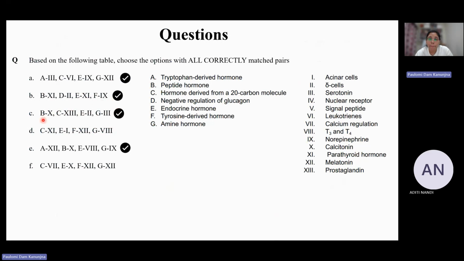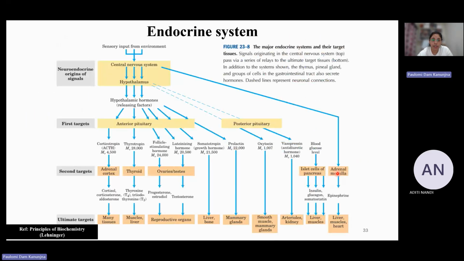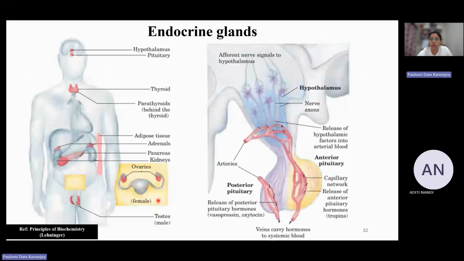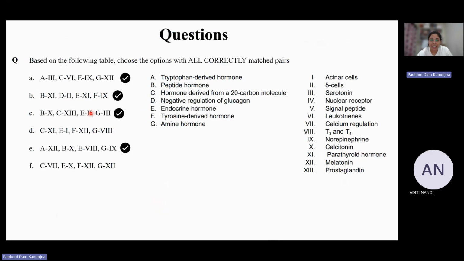Option 3, B, peptide hormone to calcitonin. Correct, absolutely correct. C, which is again hormone derived from 20 carbon molecule, you have the 13 prostaglandin. If you remember arachidonic acid, let me take you back so that you get a flow here. Arachidonic acid, prostaglandins, and leucotriene. So the 20 carbon molecule is arachidonate. That's also correct. E here says endocrine hormone to from the delta cell, which is also correct.